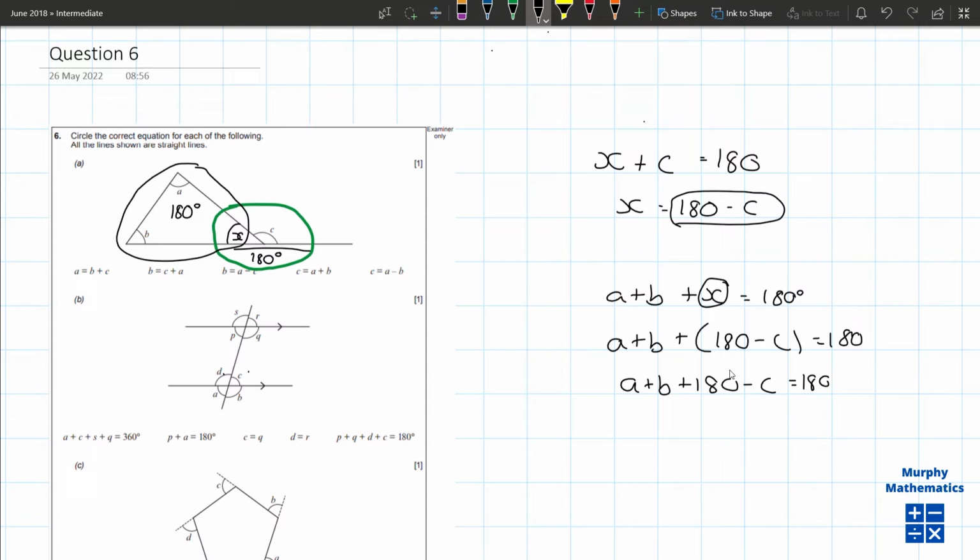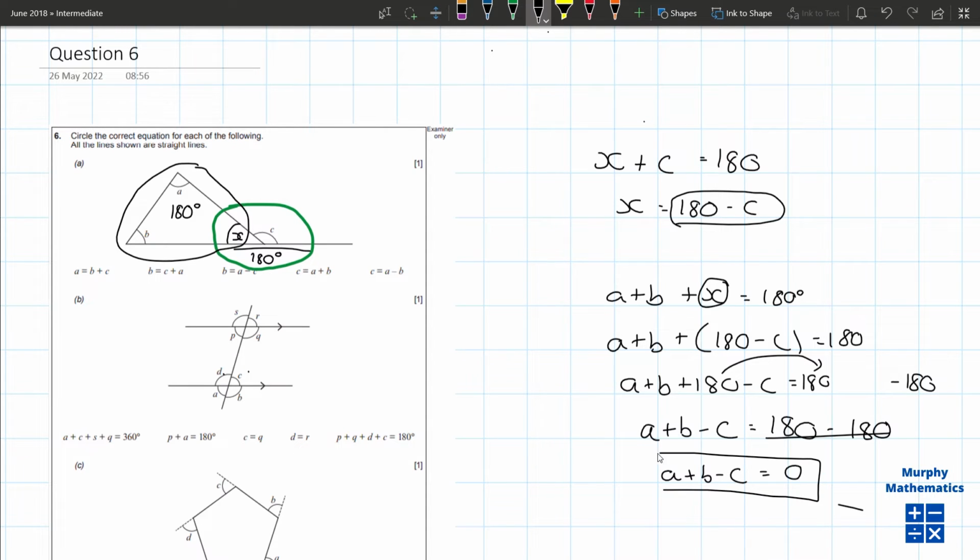And now I think it's a case of rearranging. So what I want to do is take my numbers onto one side. So I'm going to have A plus B minus C equals, I'm going to have 180, because I'm going to take 180 away to move this. Both my 180s are going to cancel out. So I'm going to have 180 minus 180 give me 0. So A plus B minus C equals 0.